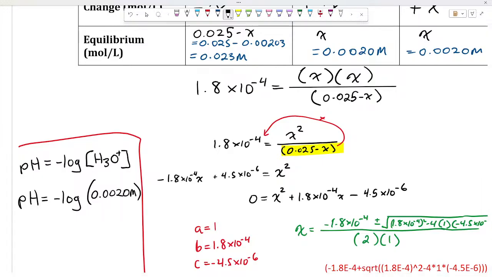0.0020 molar. And when we take that negative log, that would be 2 point, let me guess, 2.7? 2.70. In my head, team. Even a broken clock's right twice a day. What did we get? 2.7. 2.70.